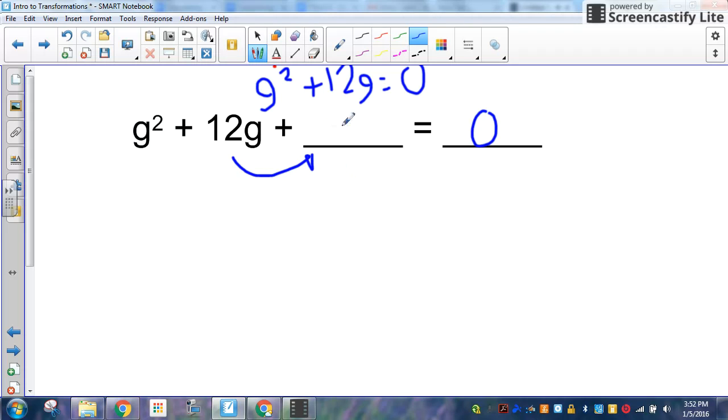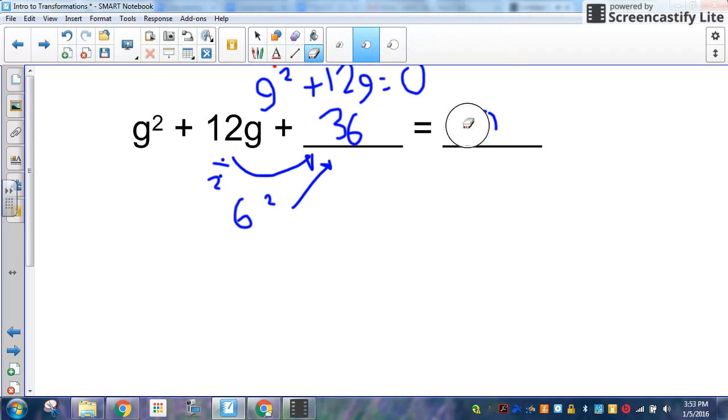Now, if I want to complete the square, I need to find a number that goes here. And I'm going to get that by taking half of 12 and then squaring that number to give me my c, and that number is 36. And since I have a plus 36 on this side, algebraically, I have to do plus 36 on the other side to give me this new equation, g squared plus 12g plus 36 equals 36.